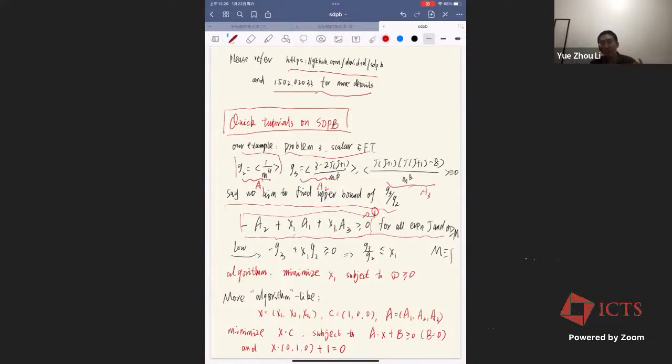If we find such x1 and x3, the next step is that we look at this thing, but now at low energy. At low energy, it gives minus g3 plus x1 times g2 is positive. So from this equation, we can conclude that g3 over g2 is less than x1. Now we find the positivity condition, but there are a bunch of solutions for this positivity to hold. So let's just minimize this x1. If we can find the minimum value of x1, we can prove a pretty nice bound for g3 over g2.